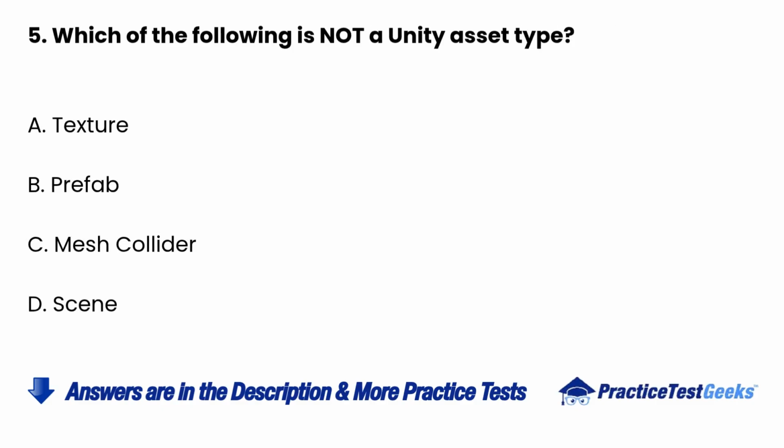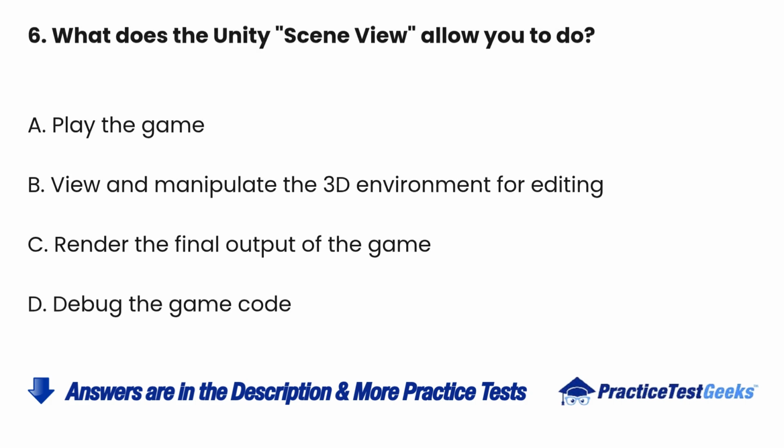5. Which of the following is not a Unity asset type? A. Texture. B. Prefab. C. Mesh collider. D. Scene. 6. What does the Unity scene view allow you to do?